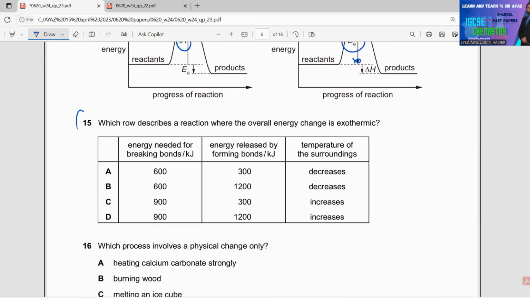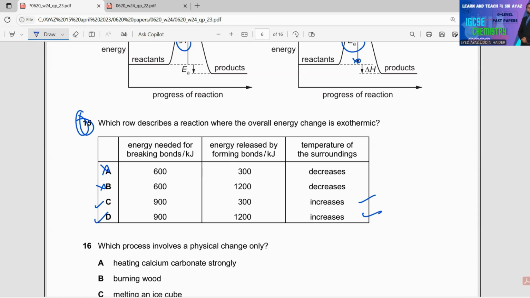Moving to next MCQ. 15. Which row describes a reaction where the overall energy change is exothermic? Now, exothermic reaction results in an increase in temperature of the surrounding. So you see temperature of surrounding increases in C and D. So either C is correct or D is correct. Both A and B are incorrect.